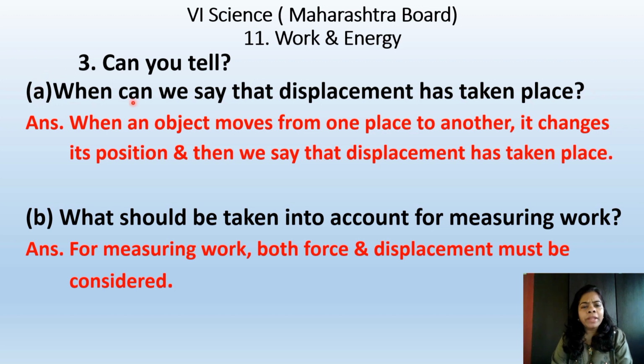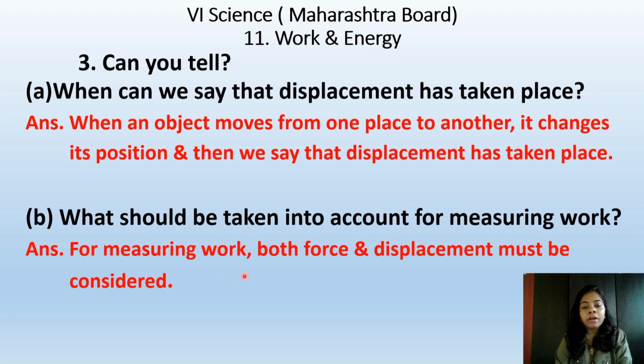Next one. When can we say that displacement has taken place? When an object moves from one place to another, it changes its position, and then we say that displacement has taken place. So children, the object must move. Then only we will say that the displacement has taken place. If the object is not moving, there is no displacement. No displacement takes place when we are pushing a wall, because there the object, which was the wall, has not moved.